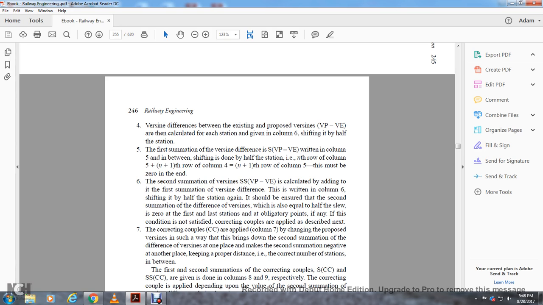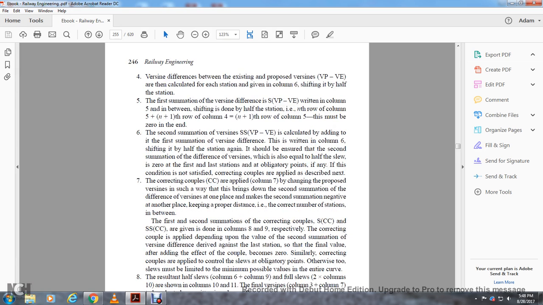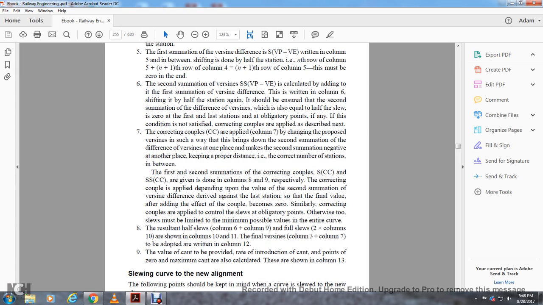If any of the conditions is not satisfied, correcting couples are applied as described next. The correction couples are applied in column 7 as a change of the proposed versine in such a way that it brings down the second summation of the versine difference at one place and makes the second summation negative at the other place, keeping the proper distance and the correct number of stations in between. The first and second summation of the correcting couples, SCC and SSCC, are given in columns 8 and 9 respectively. The correcting couples are supplied depending on the value of the second summation of the versine difference derived against the last station of the final value. Adding the effect of the couple, it becomes 0.